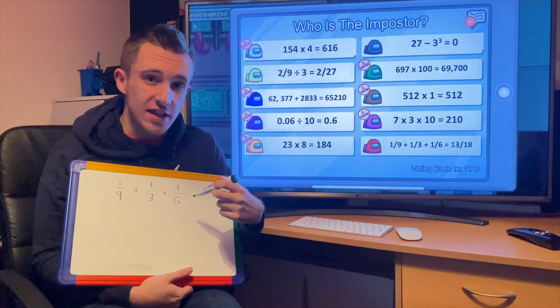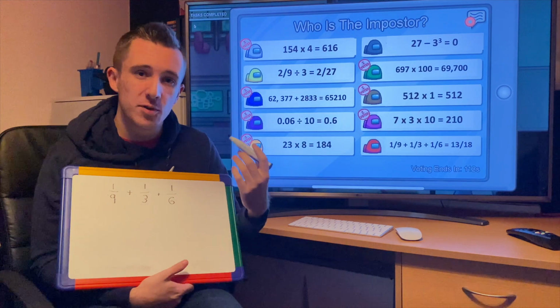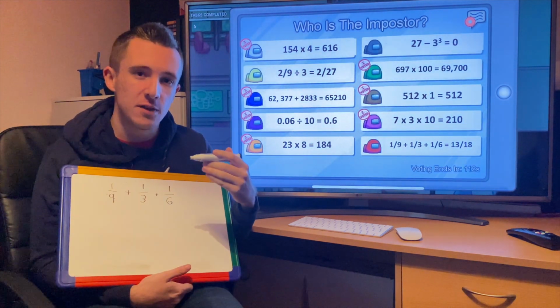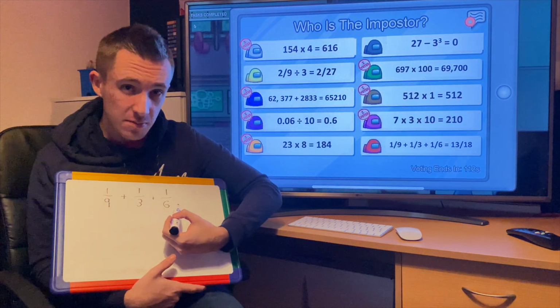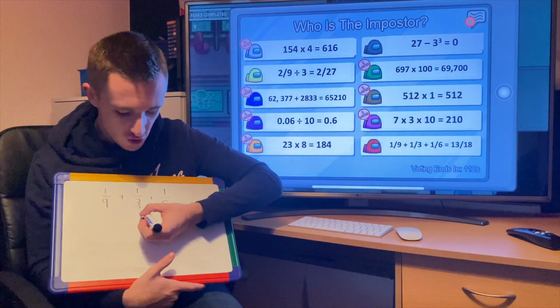Now we can't add these at the moment because the denominators are different. To be able to add or subtract fractions, the denominators have to be the same. So we need to make each of these the same number. The way we do that is by finding a number that each of these goes into.